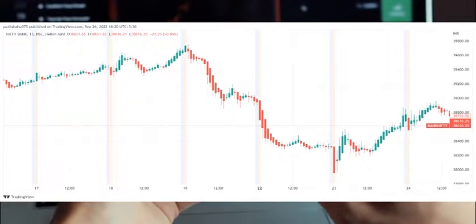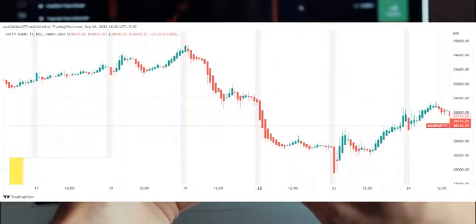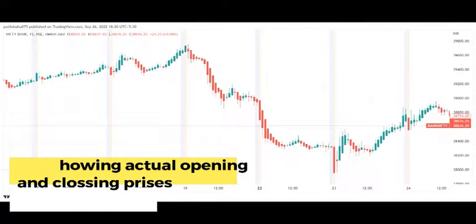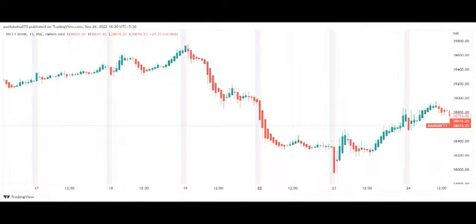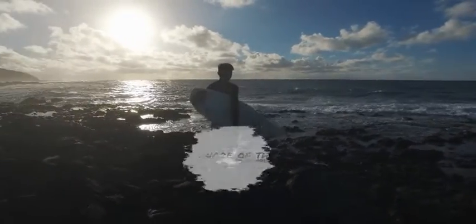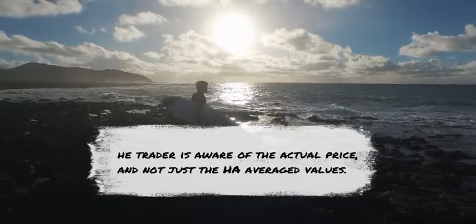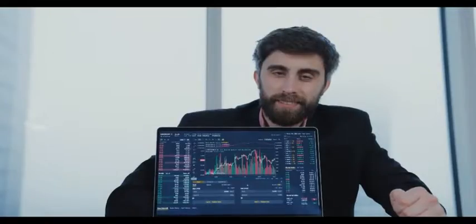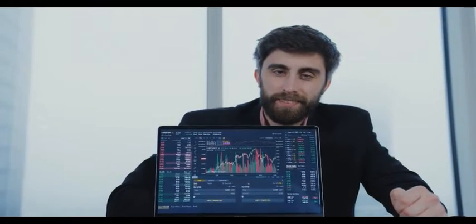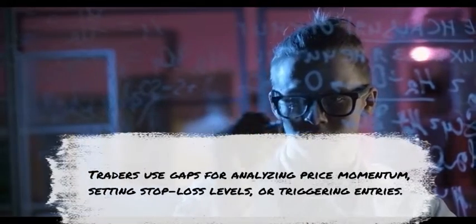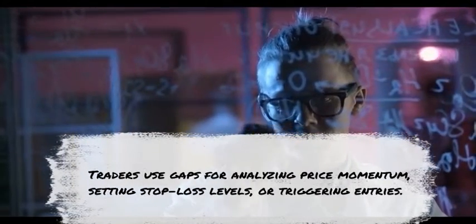Daily closing prices are considered important by many traders, yet the actual daily closing price is not seen on a Heikin-Ashi chart. The trader only sees the averaged HA closing value. In order to control risk, it is important the trader is aware of the actual price, and not just the HA average values. Another important element in technical analysis that is missing from the Heikin-Ashi charts is price gaps. Many traders use gaps for analyzing price momentum, setting stop-loss levels, or triggering entries.